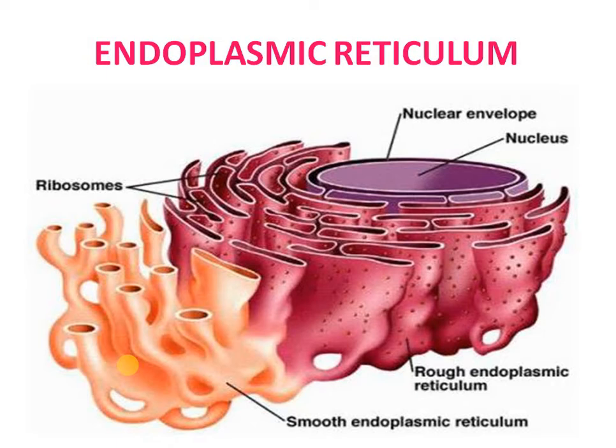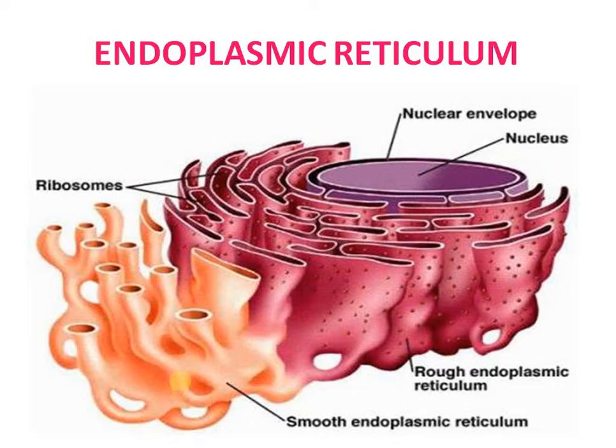I am repeating it again. Endoplasmic reticulum, or we call it ER, is of two types. One is rough endoplasmic reticulum, also known as RER, and the other is smooth endoplasmic reticulum, SER. You can see why we call it rough endoplasmic reticulum: because on its surface ribosomes are present. We call it smooth endoplasmic reticulum because on its surface no ribosomes are present.